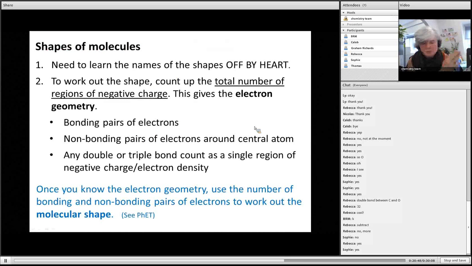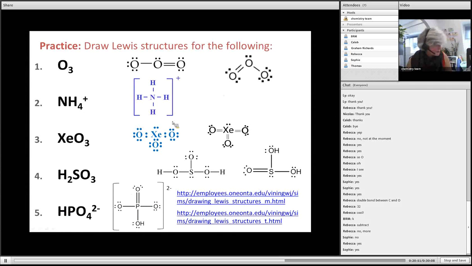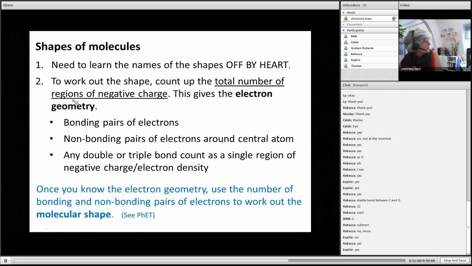Now we get on to, once we've got the Lewis structures, or if I just go back a bit, can you see the point of the Lewis structure is it tells you the number of regions of negative charge around that central atom. That's the reason why we draw them, because that will then tell you the shape of the molecule. So we have to count the total number of regions of negative charge. That's what you focus on first, before you go, I've got bonding pairs or non-bonding pairs or so on of electrons. You always work out the electron geometry.